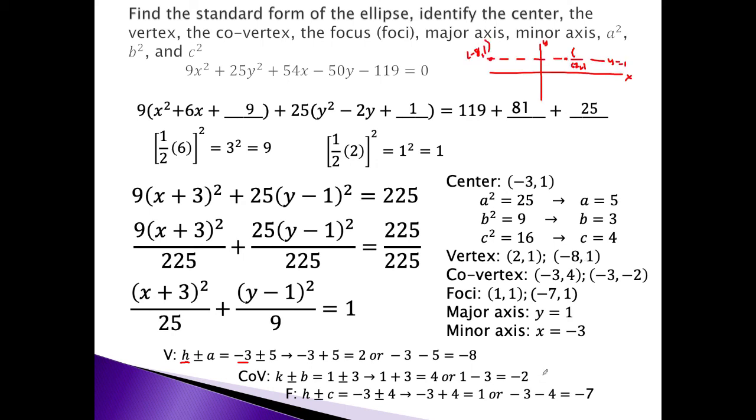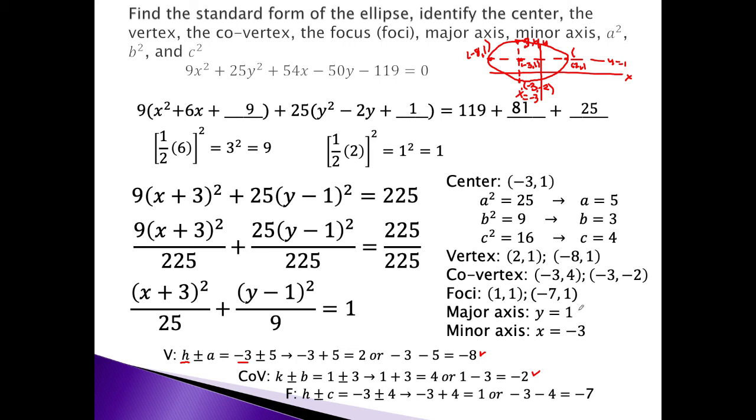Our covertex is our b value added to our k in our center. So that's 1 plus or minus 3. So 1 plus 3 is 4. For our foci, so we've done this and we've done this. Now we need to find our foci. For our foci, we add our C values to our H.